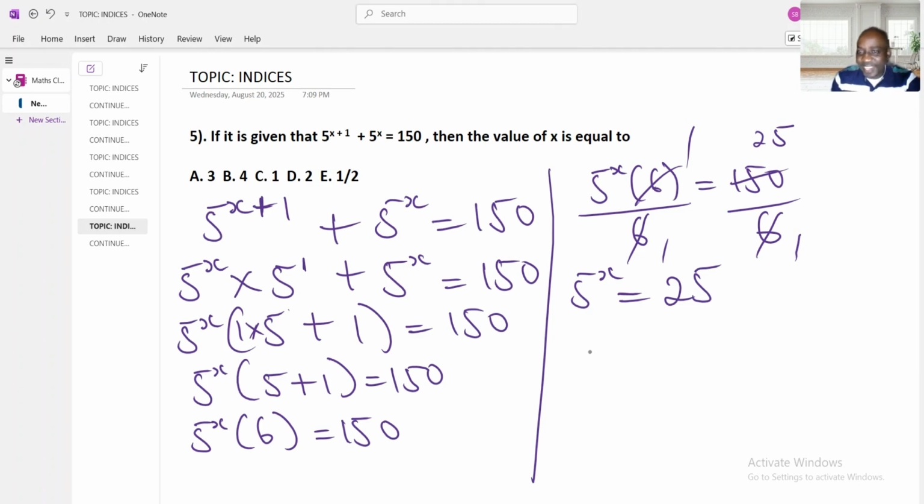Therefore, what is the next thing we are going to do here? So we turn this 25 to the same base with 5. How do we turn this to base 5? You now say 5 raised to power 2. 5 times 5 is 25. That's the meaning. So we cancel out the base. Therefore, we just write out the raised power, which is x equals 2. Our final answer is 2. Do you have 2 there? Yes, option D.